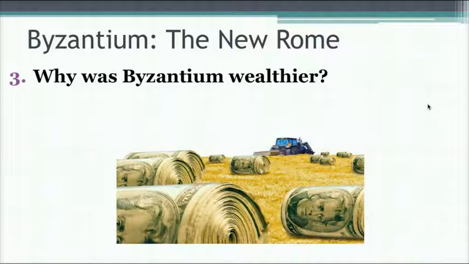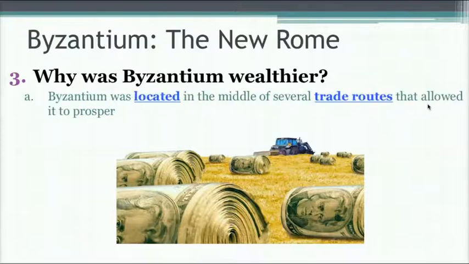Now, why was Byzantium wealthier? Well, it's its wealth that allows Byzantium to hang on. Without this wealth, it probably would have succumbed to the same reasons the Western Empire fell. But the biggest part of all this is its location. Location always matters. That's why we spend time looking at geography in each of these civilizations, because without good geography, most civilizations don't last. So Byzantium was located in the middle of several trade routes that allowed it to prosper. People kept coming to Constantinople, coming to these major cities because they could trade there and they could make money. And of course, that's going to continue to keep people living.